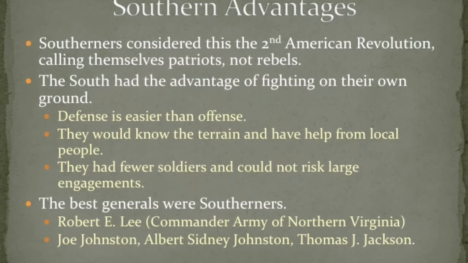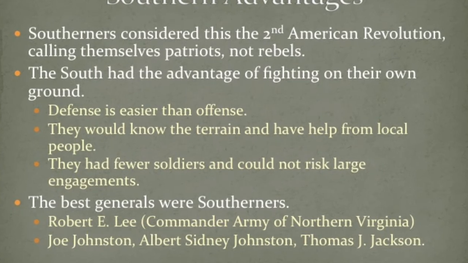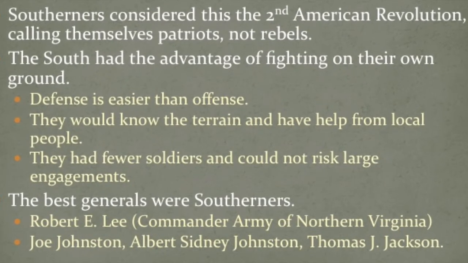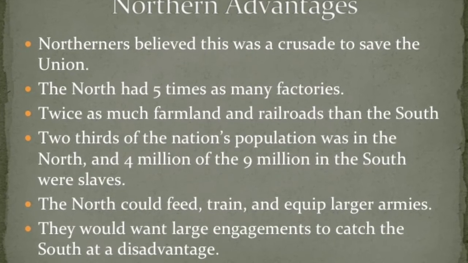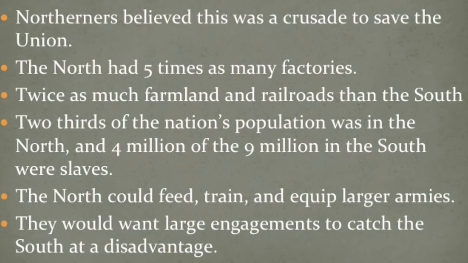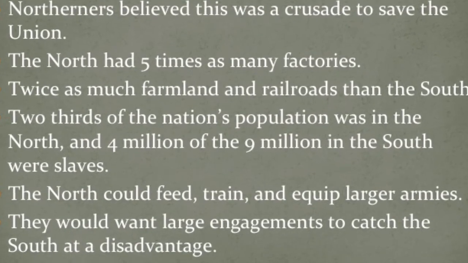The North had the advantages in the tangible resources, things like more railroad tracks, more factories, more population, and more farmland. They could feed, train, and equip larger armies. They were just better at all those other things.